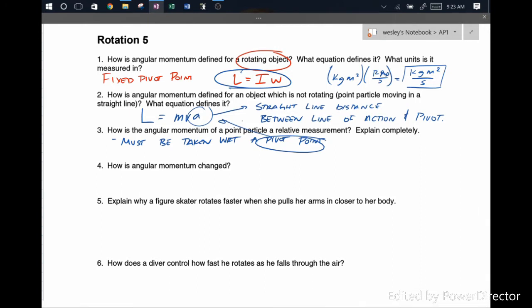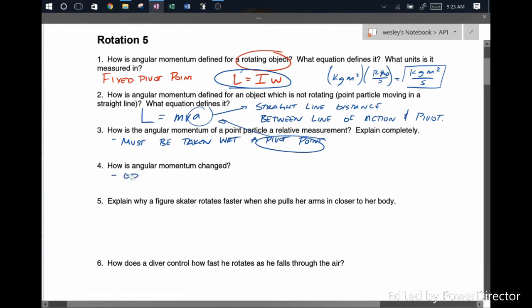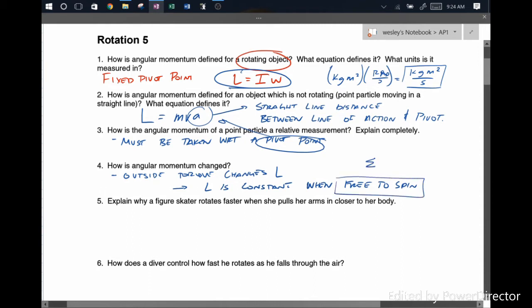How is angular momentum changed? This is what torques do. Outside torques to the system change our angular momentum. The other way of saying that is that L is constant when the system or the objects in the system are free to spin. And this whole free to spin thing is just another way of saying that the net outside torques are equal to 0.